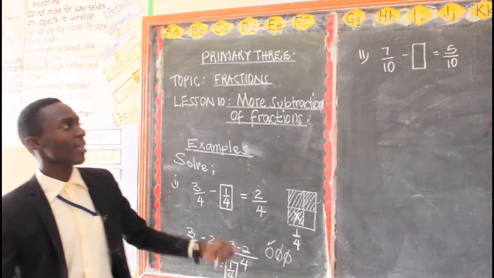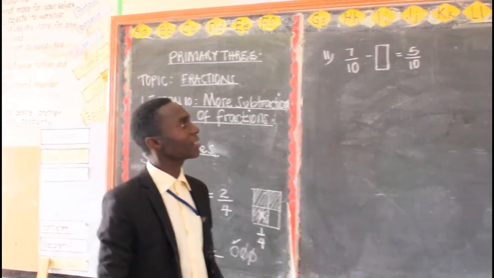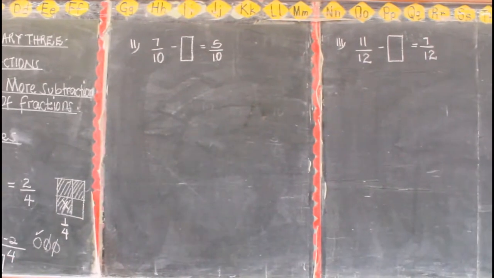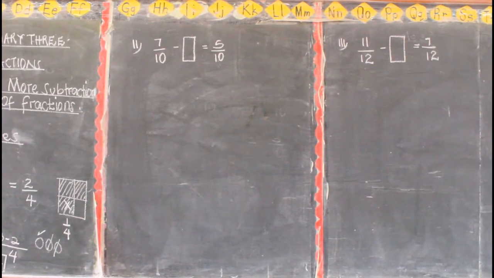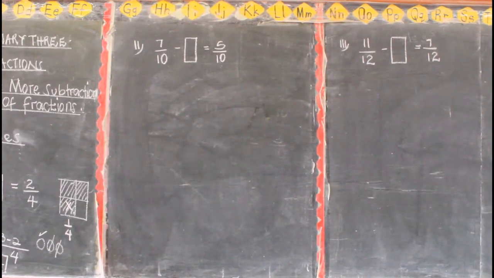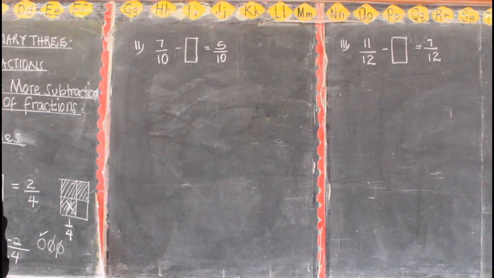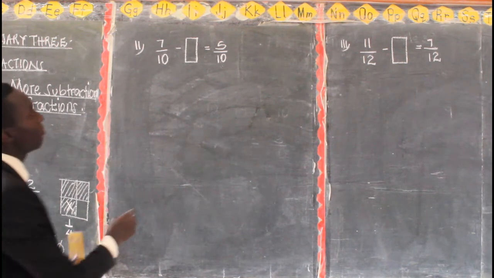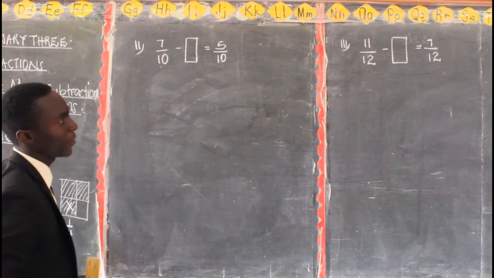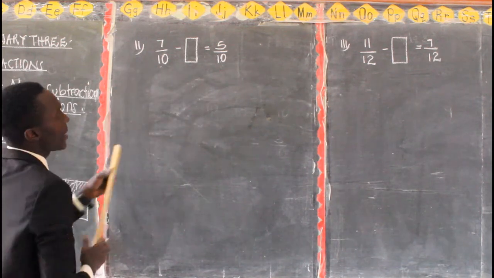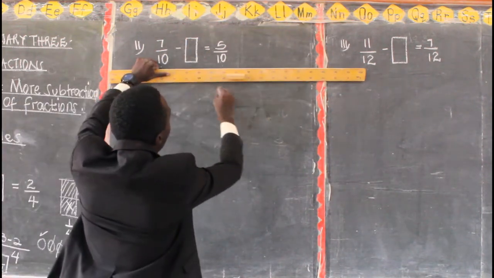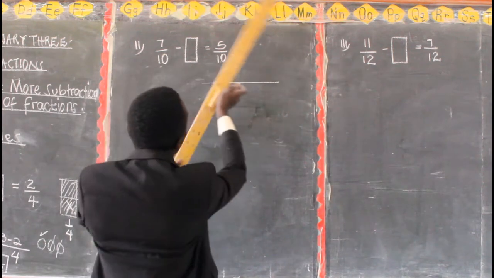Let us look at another example. The question is: solve 7 out of 10 minus a box, a number I don't know, is equal to 5 out of 10. Let us first use our dial method, then we shall come to our practical method. Our dial method is saying how many boxes or parts are you going to draw? They are 10 parts. You first draw 10 parts.